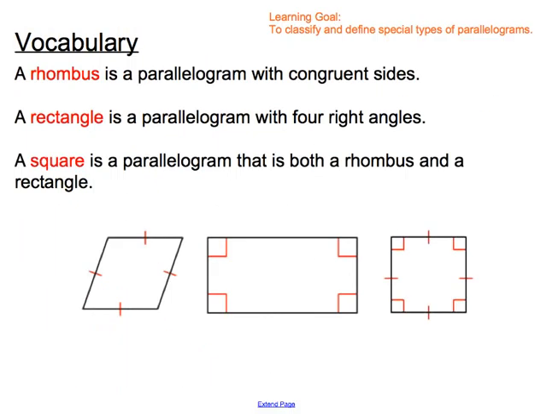So I want to cycle back around to the vocabulary slide because I want to remind you of one very important fact. And that is squares are always rhombuses, but rhombuses are not always squares. Squares are always rectangles, but rectangles are not always squares.